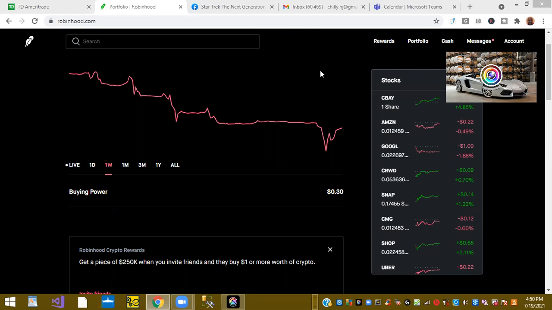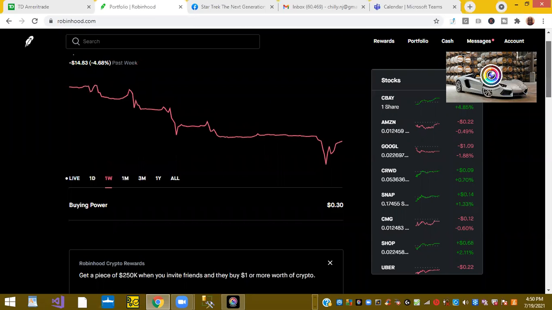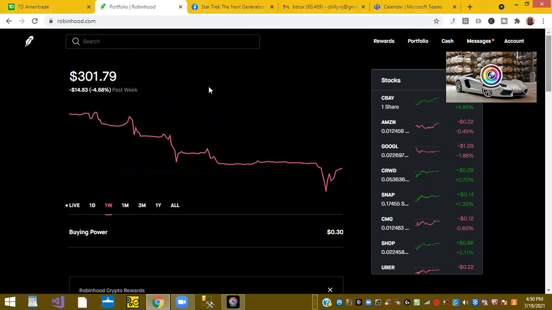So we're going to go over the top performing stocks. Let's see here. Right now, balance is sitting at 301, a nice little return.